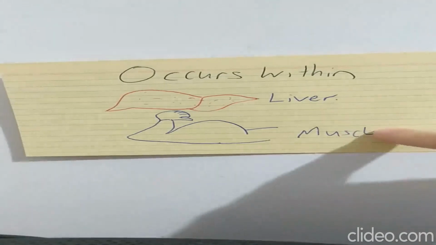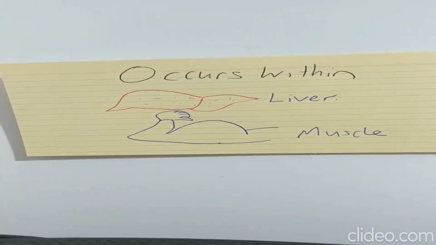Within muscles, however, glycogenolysis provides an immediate source of glucose 6-phosphate to function for muscle contraction. This is because muscle cells lack glucose 6-phosphatase for breaking down the glucose, as would happen in the liver.